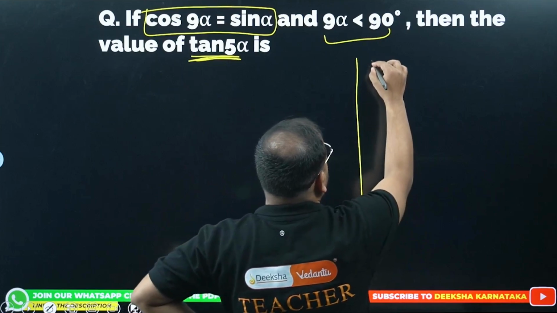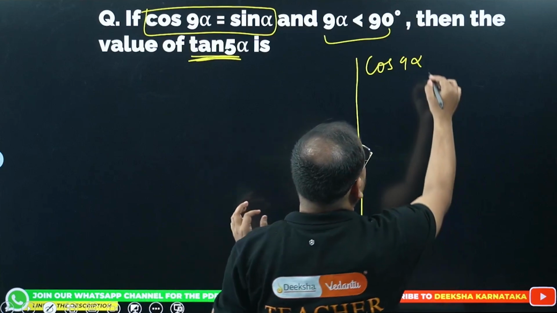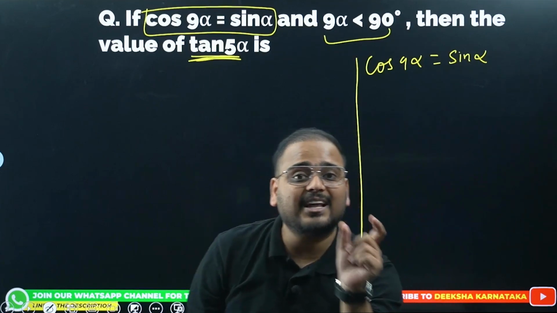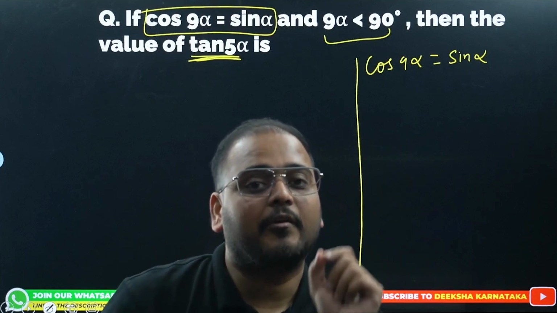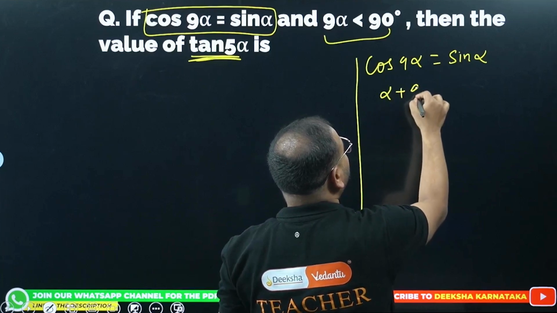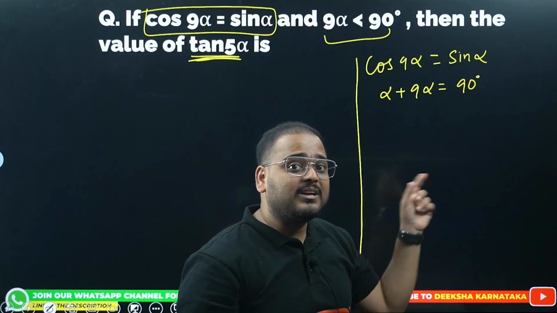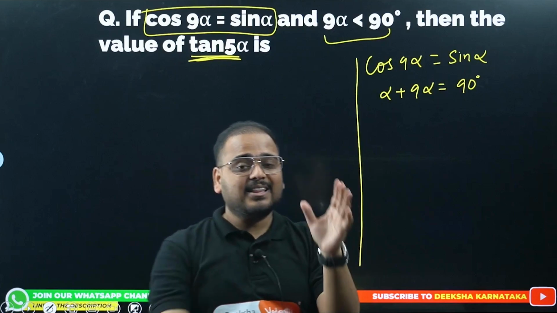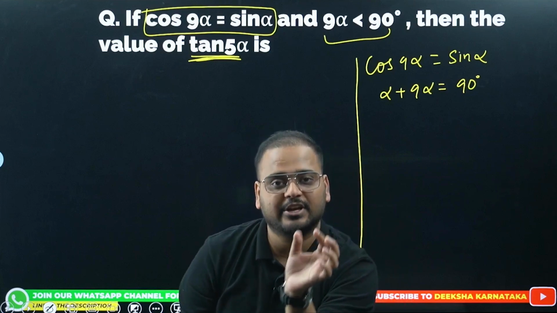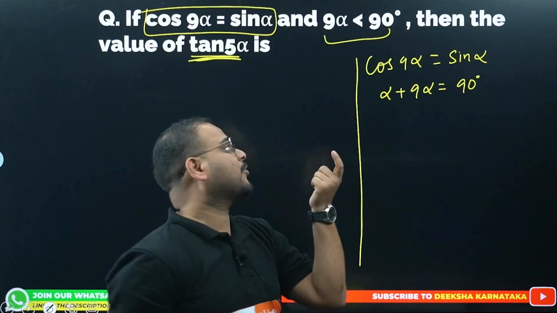So cos 9 alpha equals sin alpha. Alpha is like theta, an angle A. The concept, if you remember, is that sin and cos will be equal only when the sum of the two angles of sin and cos is 90 degrees. It means alpha plus 9 alpha has to be 90 degrees. I'll repeat myself. I used it in the table also: 30, 60, 0, 90, 45, 45. Sin and cos will be equal only when the sum of those angles is 90 degrees. If the angles are complementary, then only sin and cos can be equal.